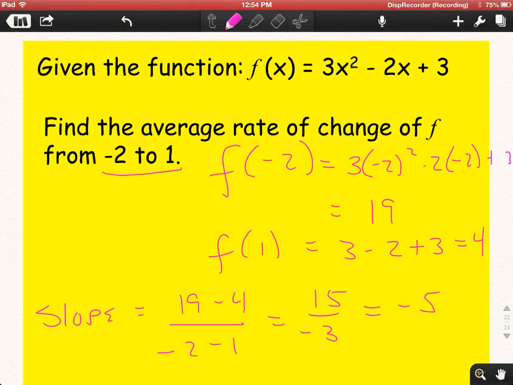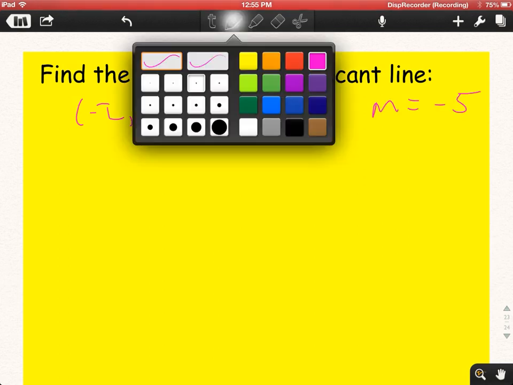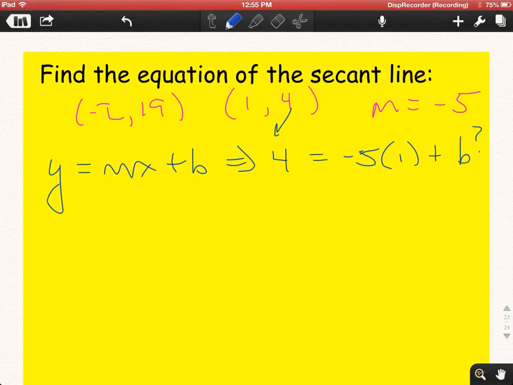And now all we need to do is create an equation with that slope. So what we've done is we've created ordered pairs. We've got -2, 19, inputs and outputs, and we've got 1, 4, and we've got a slope of -5. So you could do this in a variety of ways. You could do y equals mx plus b, and you could say 4 equals -5 times 1 plus some unknown b. So then b is 9. Therefore, y equals -5x plus 9.